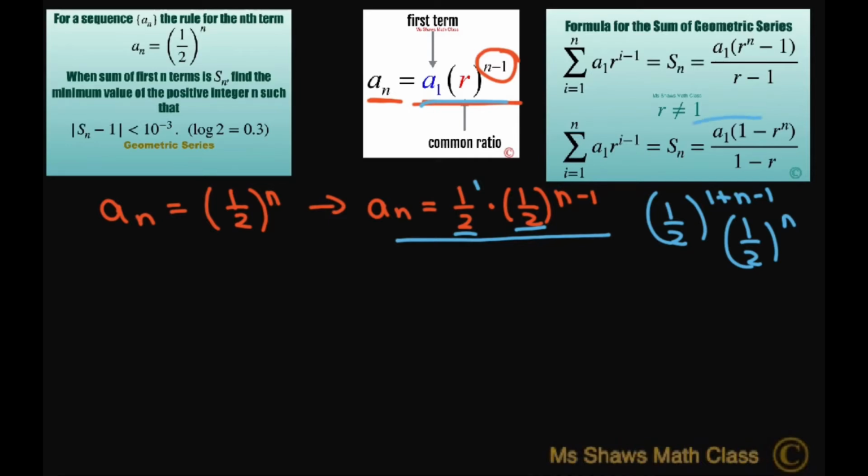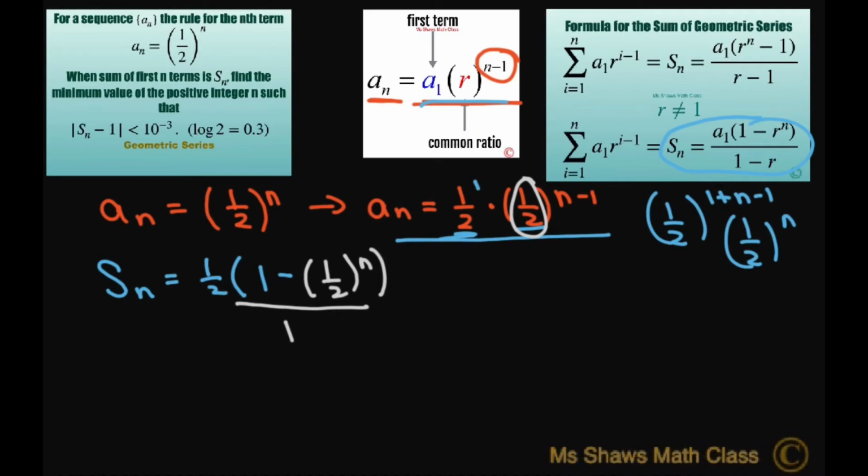And I'm going to use this formula here. So we're going to have s sub n equals my first term, now that I've written it this way, which is 1/2. And then we're going to have 1 minus your r. This is your r. So that's going to be 1 minus 1/2 to the power of n, all divided by 1 minus 1/2. Well, this just equals 1/2. So these two will cancel out. And this gives me 1 minus 1/2 to the power of n.